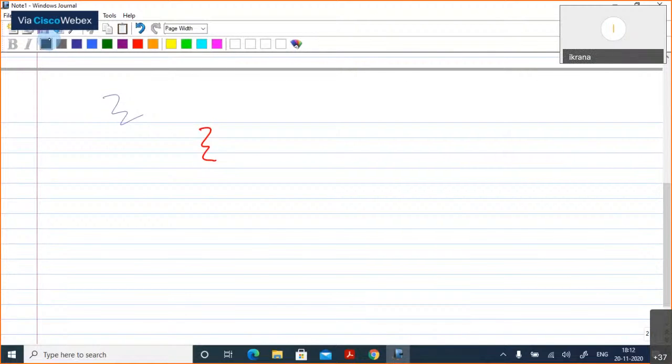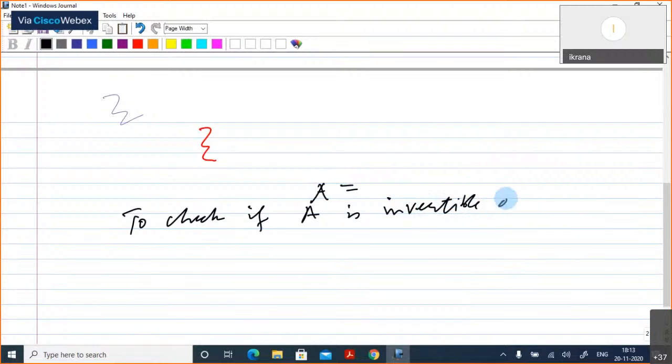What I was trying to do was this: I am given a matrix A, and I want to check if A is invertible or not, and find the inverse if it exists.